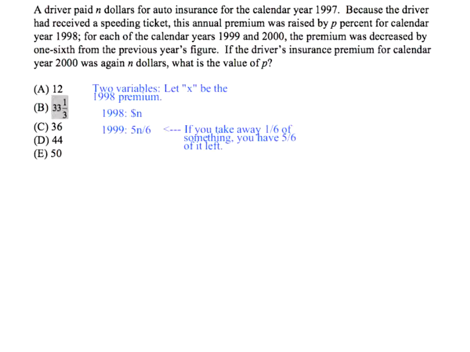And so then 2000 premium is that times another 5/6. So it's 5/6 times that. So that's 25N over 36. That's actually X. These are all supposed to be X. X, X, X, X. And then the point is that this has to equal N.